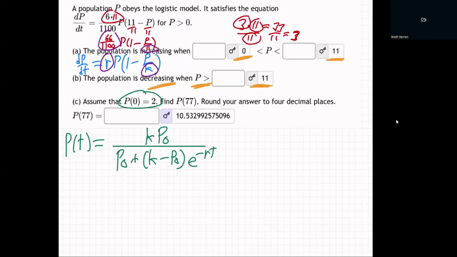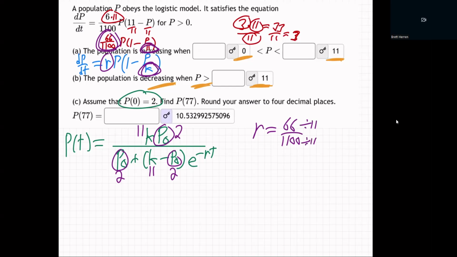So that means this is 2, this is 2, this is 2. Or no, the carrying capacity is 11. So this is 11, this is 11. The rate is this right here. The rate is 66 over 1100, which actually we can reduce by 11, top and bottom. That'll be 6 over 100. Isn't that just 0.06? Yeah, 0.06.